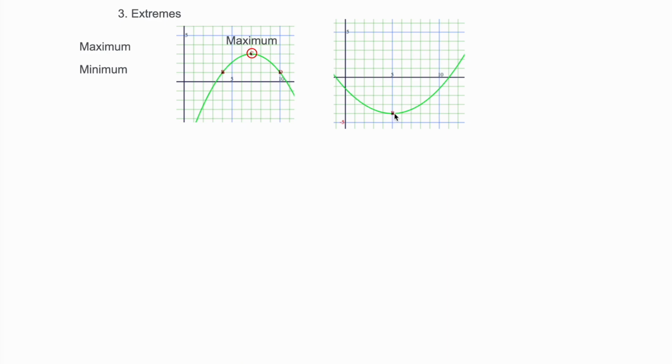A graph like this would have a minimum, but would have no maximum. When we're asking for the maximum and the minimum, we're asking for the highest y value or the lowest y value. These are y values only. We're only interested in the y-axis.